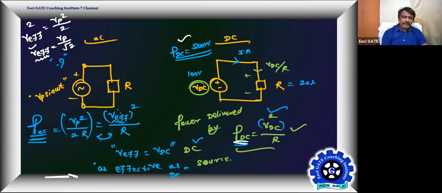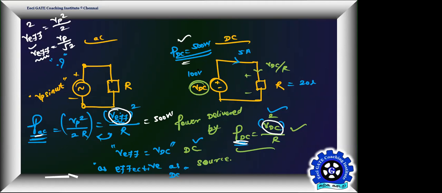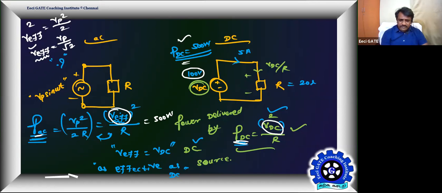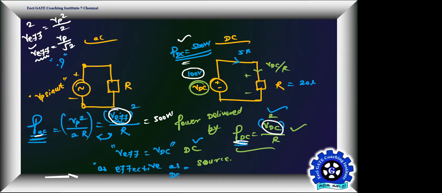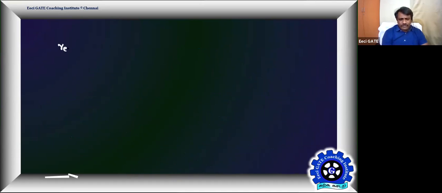Now I want to deliver the power like the DC source, as effective as my DC source. Tell me what should be the effective value of this AC source. I want AC power to be 500 watts like my DC source. So tell me what should be the V effective. V effective value should be the same as VDC. Then only it will deliver the same power. Then what is VDC? 100 volt. So what should be V effective? 100 volt. Therefore, the AC source should have a V effective of 100 volts. If that is 100 volt, the AC source will deliver the same power as your DC source.